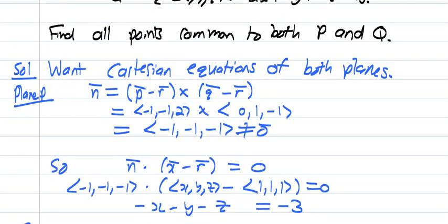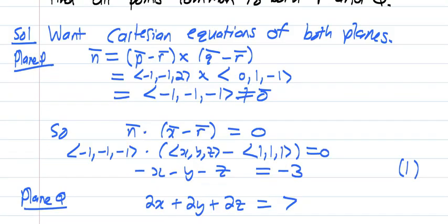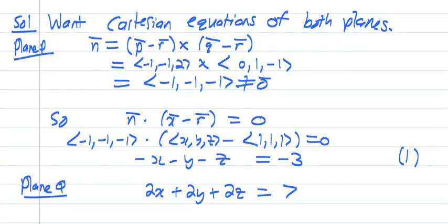Now we work out the Cartesian equation. So it's n dot x minus r is 0. So the normal is minus 1, minus 1, minus 1. Vector x is the vector with components x, y, z. R is the vector with components 1, 1, 1. If you simplify it, you get the Cartesian equation for plane P. It's not unique, but you get a Cartesian equation minus x minus y minus z is equal to minus 3. Now, we were given the Cartesian equation for plane Q on a silver platter. It's 2x plus 2y plus 2z equal to 7. Let's call that equation 2.